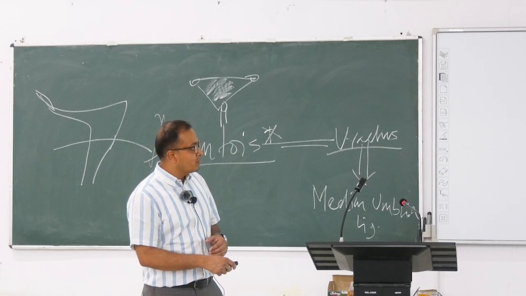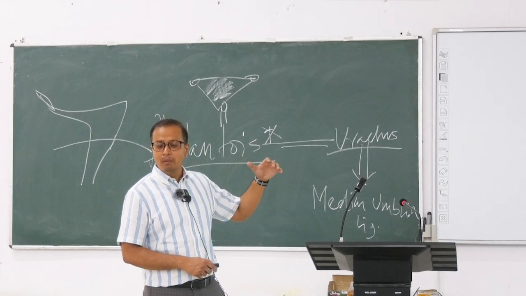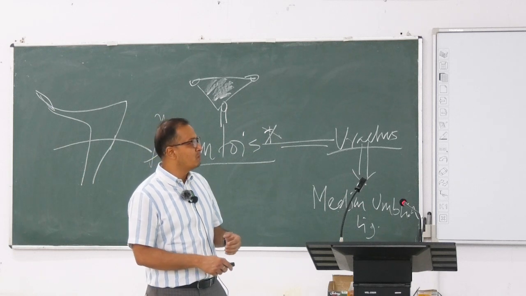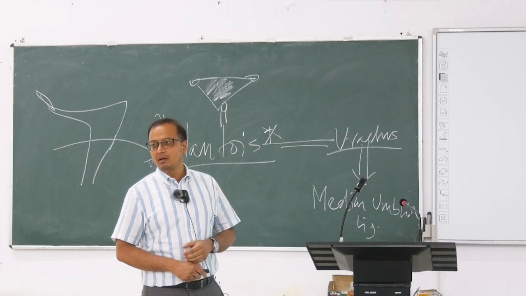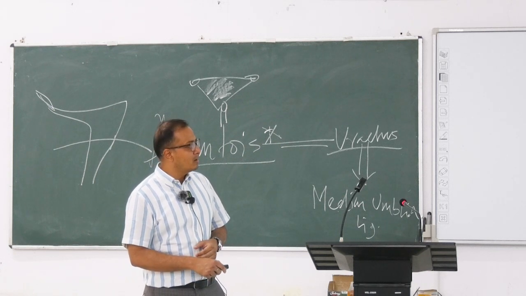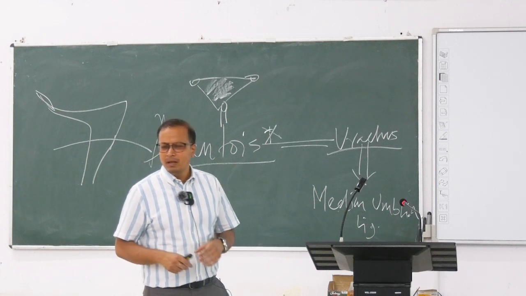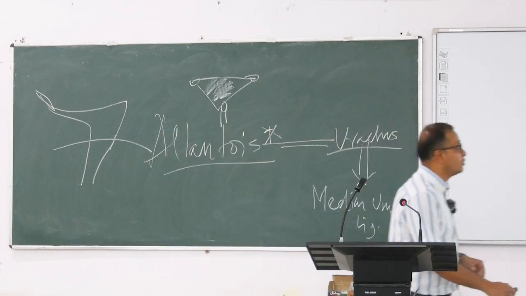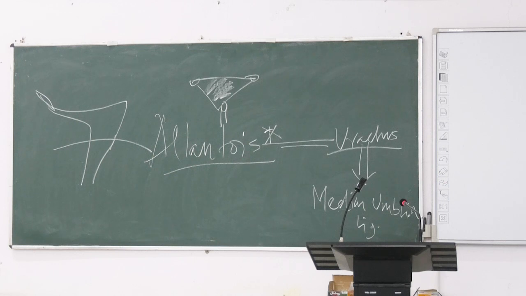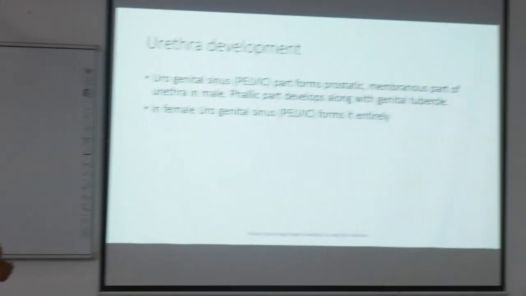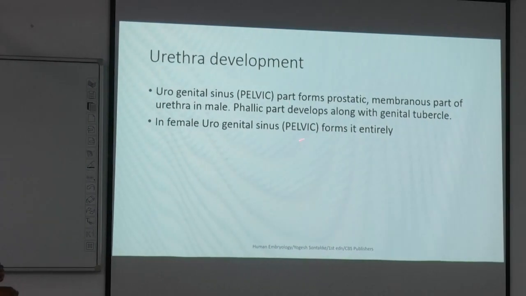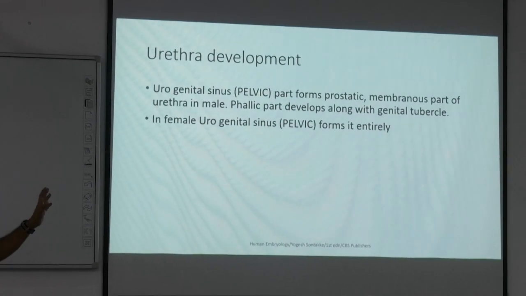Now, this development of the phallic part takes place along with the male external genital development, which develops from a source we call the genital tubercle. The genital tubercle, from which the male external genitalia develop, stimulates this phallic part to become a part of the developmental source and gradually be incorporated within it. So, this is how the urethra in males develops. In the case of females, it is plain and simple. It develops from the pelvic part of the urogenital sinus. That's it.